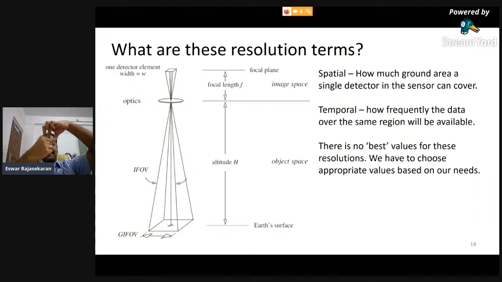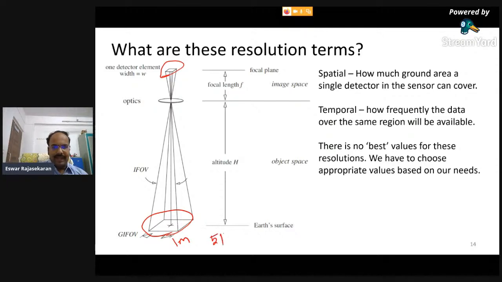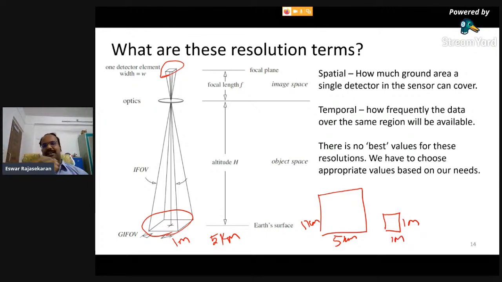So what is the area covered by one detector element on the ground? Say this is one single detector element in the satellite. What is the ground area coverage? Some satellites may have a coverage of just 1 meter, a very small area. Some satellites have a coverage of 5 kilometers, that is, one single detector will be able to cover 5 kilometers by 5 kilometers of ground area. Whereas for some satellites, a single detector will cover only 1 meter by 1 meter. This is what we call the spatial resolution, in rough terms. It's not an accurate definition; just for our purpose of discussion, I am simplifying it. So this is what is known as spatial resolution.